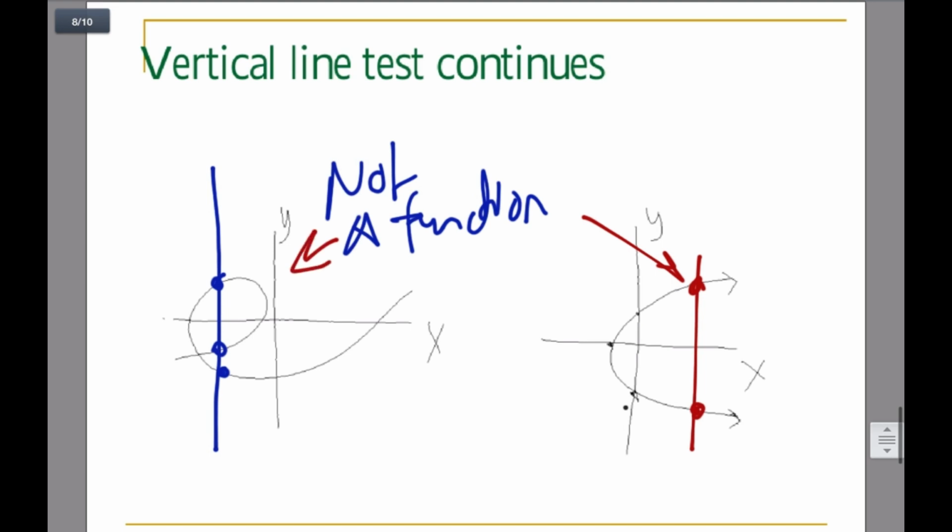Now, there are places on each one of these graphs where I could draw a vertical line and it touches once. For example, right here, it touches once on the right graph. But just because it touches in one place doesn't mean that it's a function across the whole graph. It has to be true everywhere across the function. So you can see these are two examples of not being a function because they fail the vertical line test. And I'll just say VLT for vertical line test.